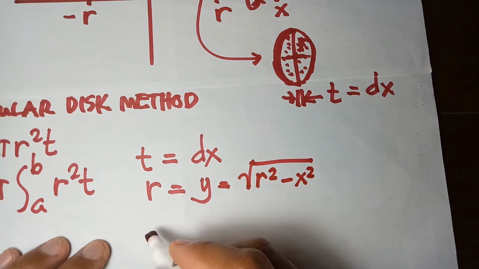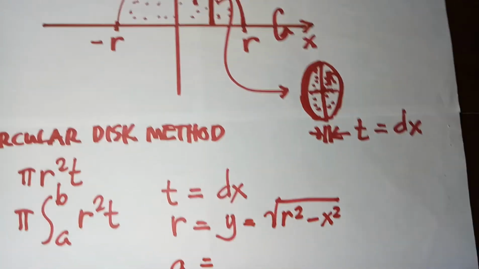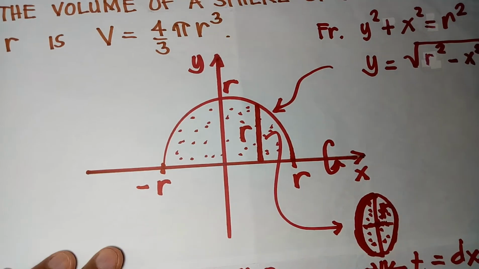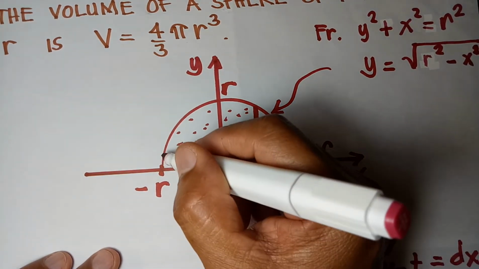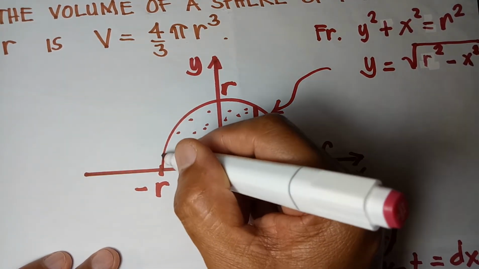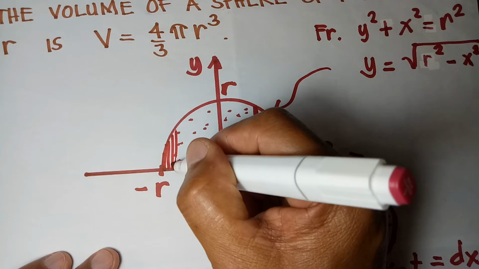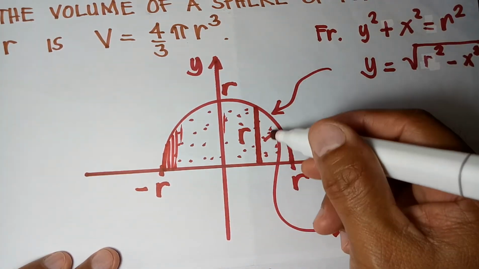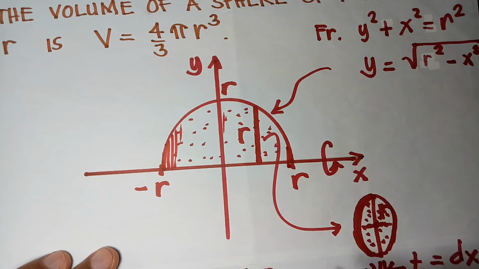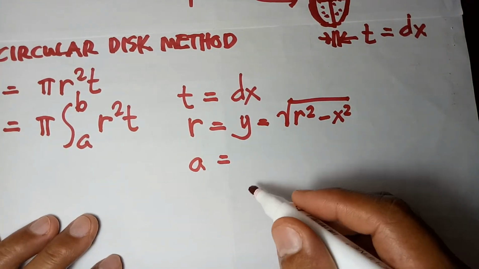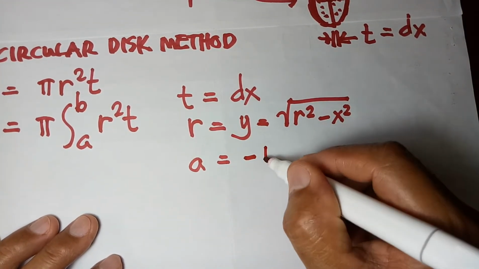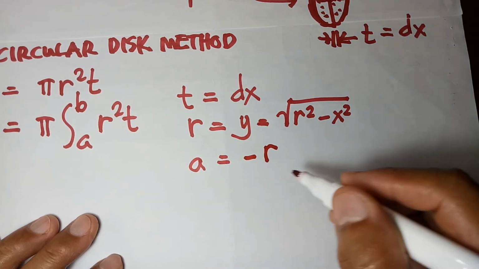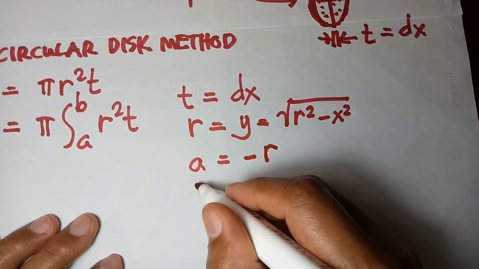Now, what is A? So, yung pagsama-sama ng volume ng circular disc ay mag-uumpisa tayo rito sa negative r, no? Dito. Tapos, papunta tayo rito sa kanan hanggang sa positive r. Kaya yung A natin ay negative r at yung B naman natin ay positive r.